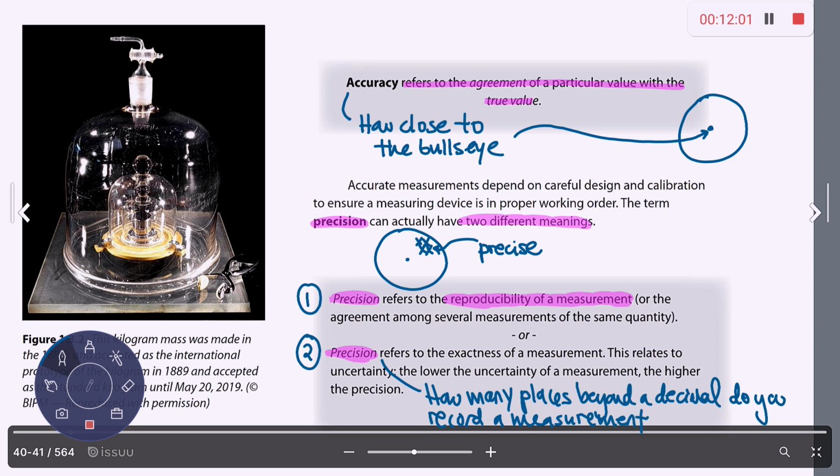Okay, so let me give you an example. Which one is more precise? 1.2 grams or 1.25 grams? Yeah, 1.25 grams would be more precise because I have more decimal places. Make sense? Okay.